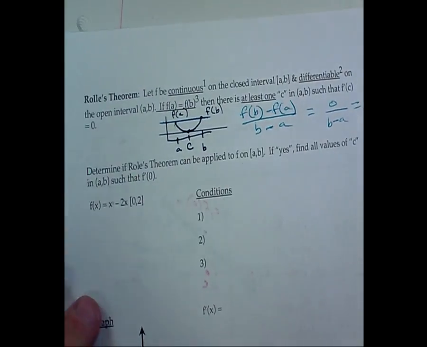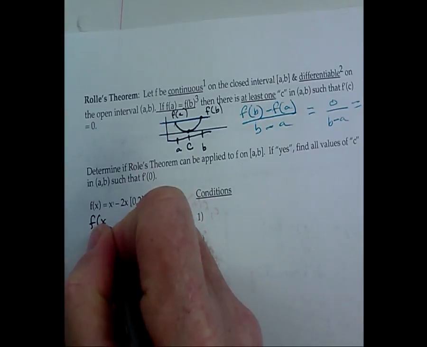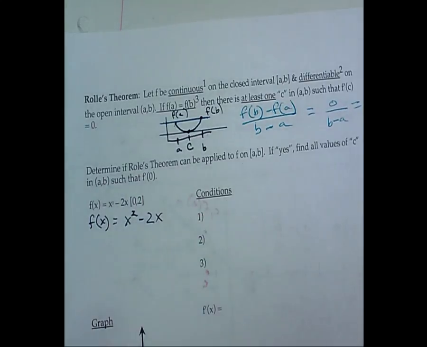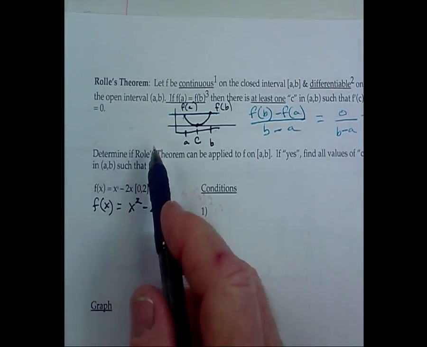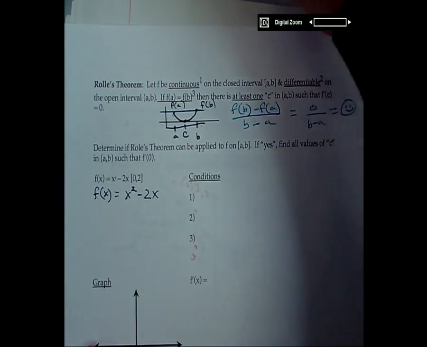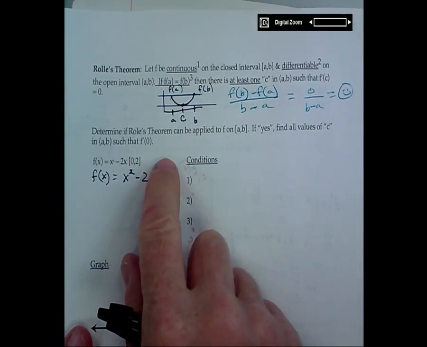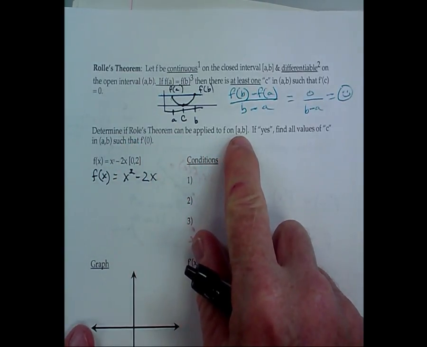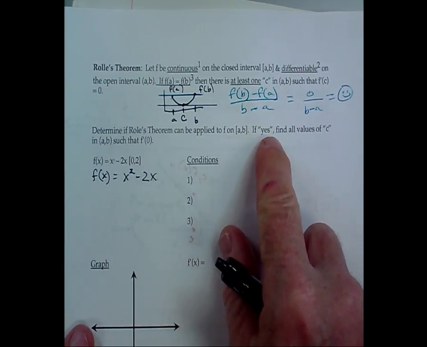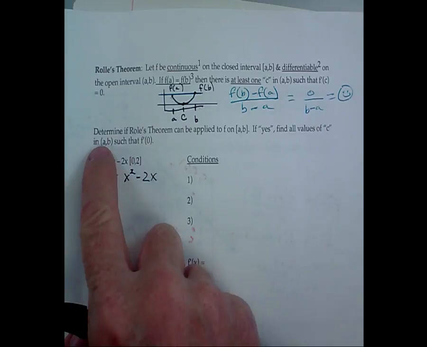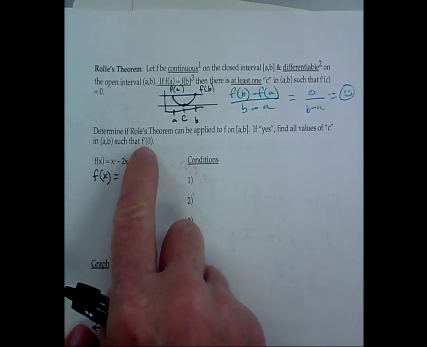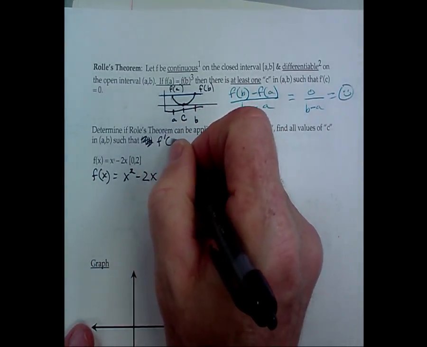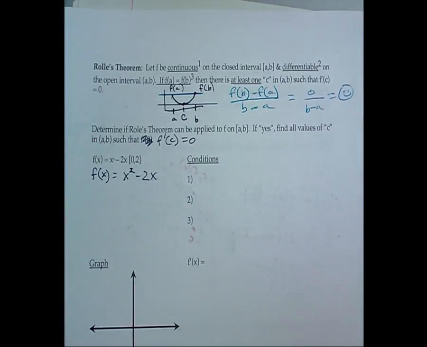Alrighty, so this is hard to see. Okay, it says this. Now this comes from your homework, so look at your notes when you do your homework. Determine if Rolle's theorem can be applied to f on the interval a to b. If yes, find all the values of c in the open interval a to b such that its derivative, f prime of c equals 0. I should write, this is wrong. Okay, that's what it should say.